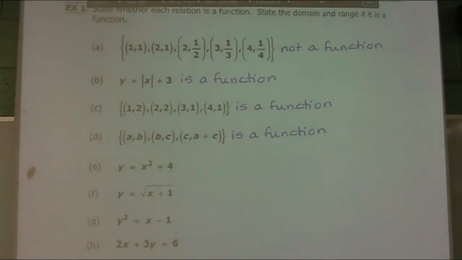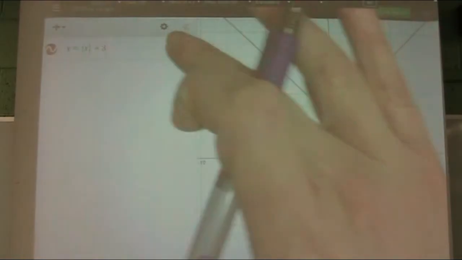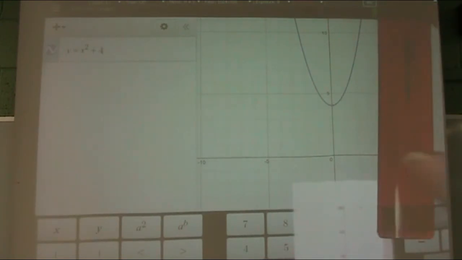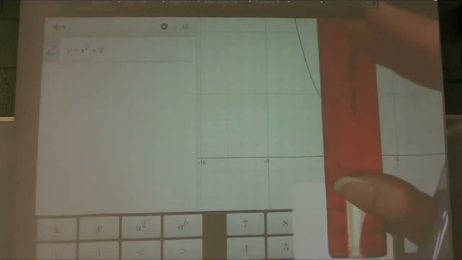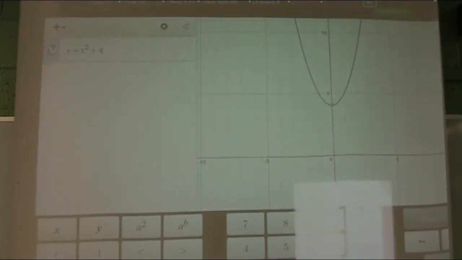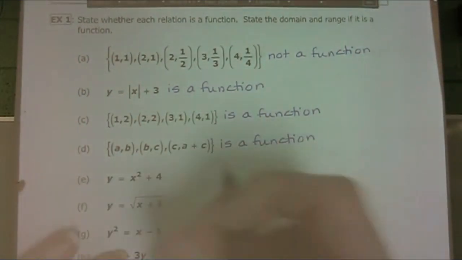The next one, let's graph on our graphing calculator. Y equals x squared plus 4. So I'm going to go back and put in a new function. Y equals x squared plus 4. And if we look at this, and you put your ruler or your pencil down, it only crosses that vertical line once at a time. So this is a function. It'll make more sense when you see an example where it's not a function.